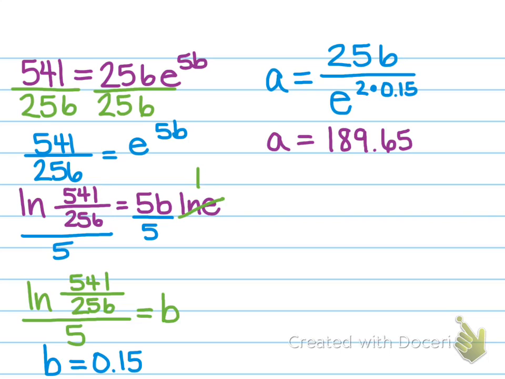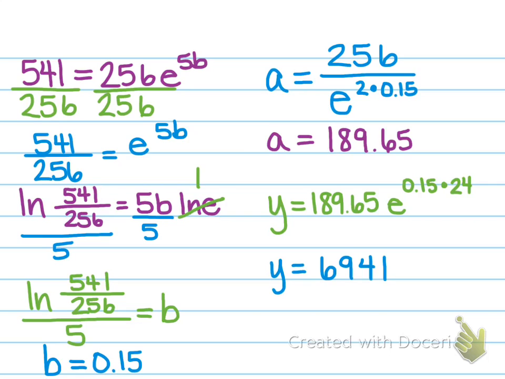And then now what they want us to do is find out how much bacteria there is after 24 hours. So now that I know the rate and the initial amount, I can plug those into the original equation and find out how much bacteria there will be after 24 hours. So y equals 189.65 times e to the 0.15 times 24 power. 189 is the initial amount, 0.15 is the rate, which is b, and then 24 is the time, 24 hours after the bacteria was introduced. So when you type all this into the calculator, you get 6,941.